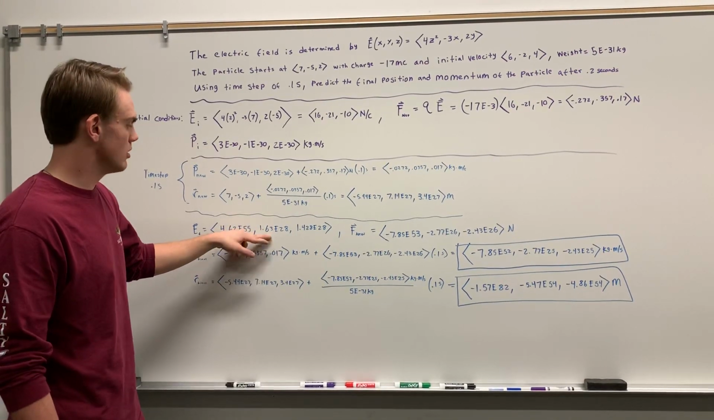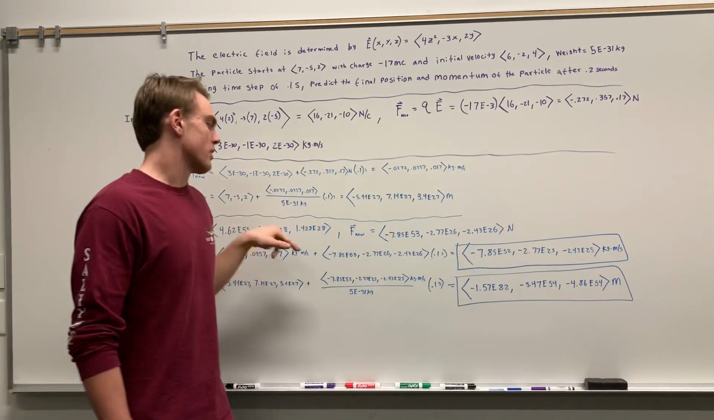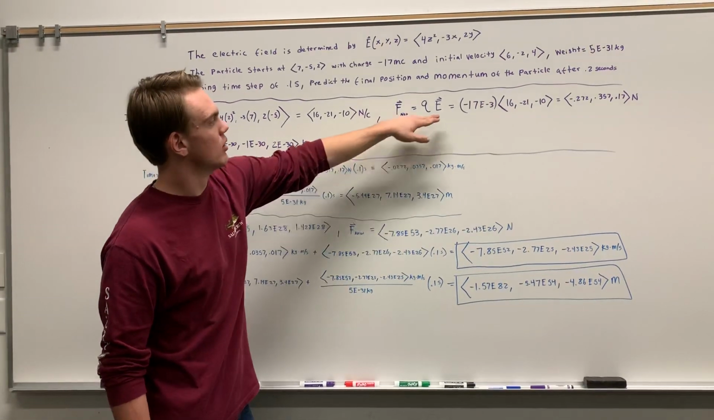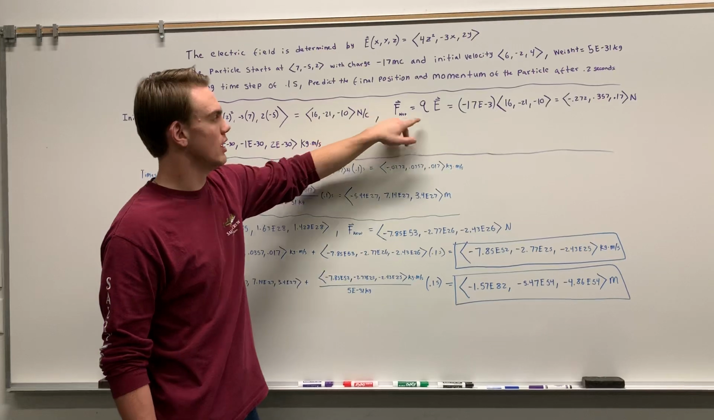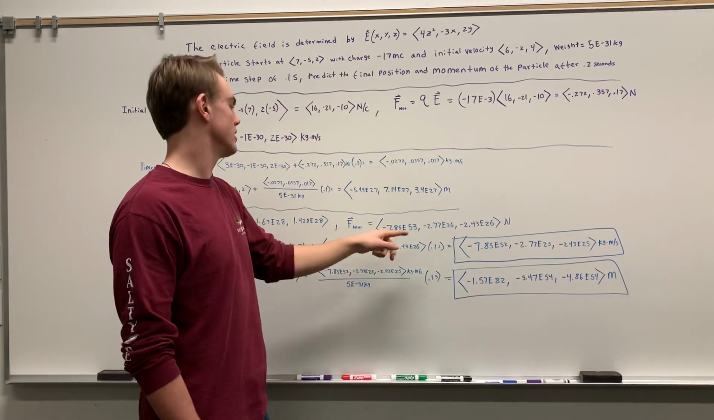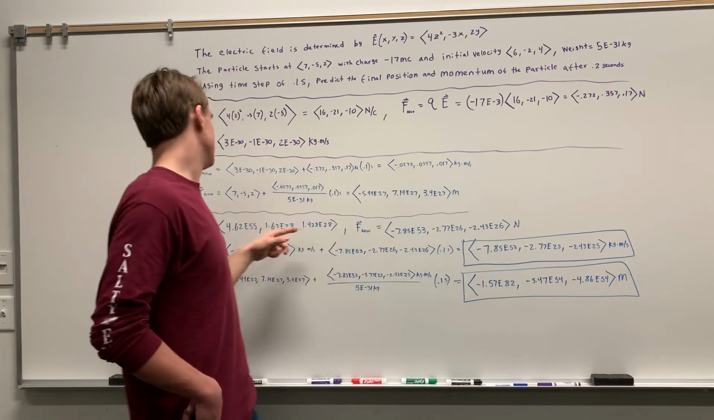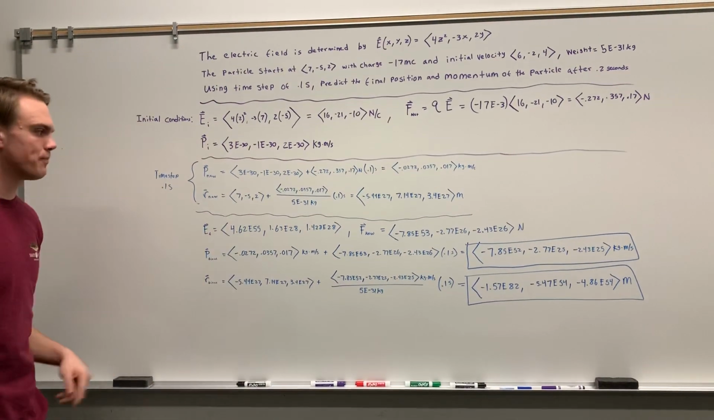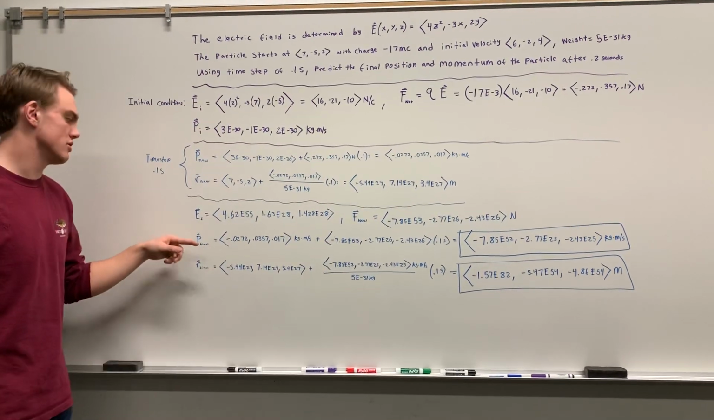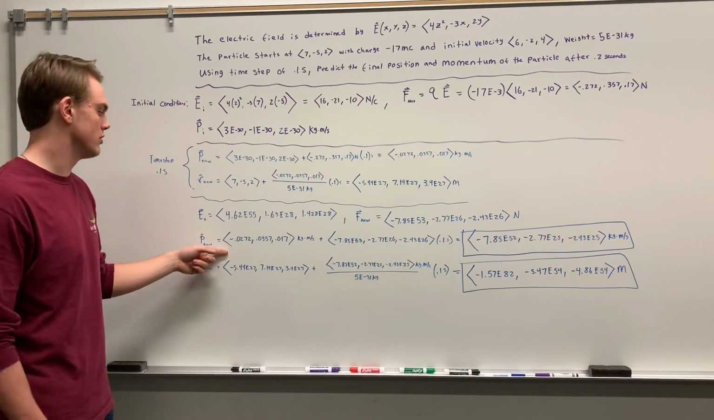And then using the new electric field at this point, I calculated a new net force by doing what we did in this step up here. I multiplied the charge of the particle right here times the new electric field, which is right here. And so this is our new net force, and that'll be working on the position or the momentum update equation.